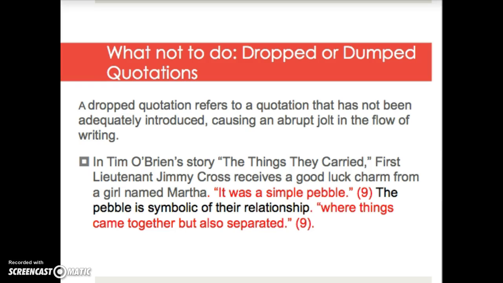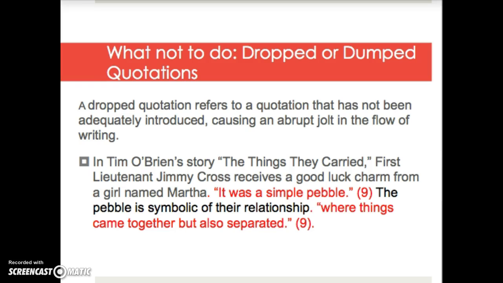So just listen while I'm reading, and it should become evident that there are other ways that this person could integrate or add more fluency to their writing. So in Tim O'Brien's story, The Things They Carried, First Lieutenant Jimmy Cross receives a good luck charm from a girl named Martha, period. It was a simple pebble, period. The pebble is symbolic of their relationship, period, where things came together but also separated, period.